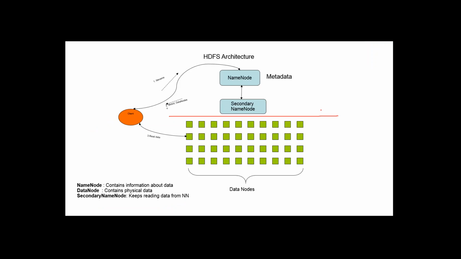The name node maintains all the metadata of the cluster. The metadata is which data is lying where. So the name node knows which data is lying in which data node. When I have to read some data, I just interact with the name node. The name node tells me where my data is lying, and then I go to that node and read the data.